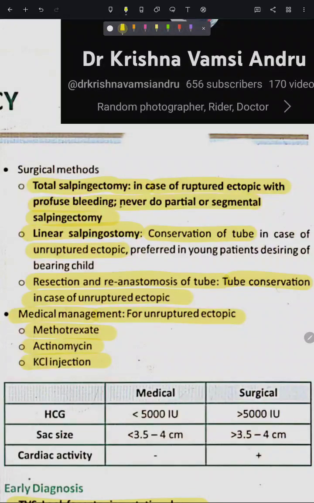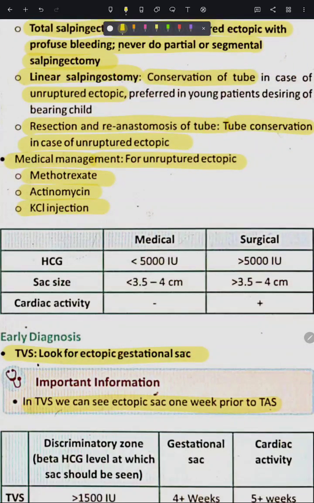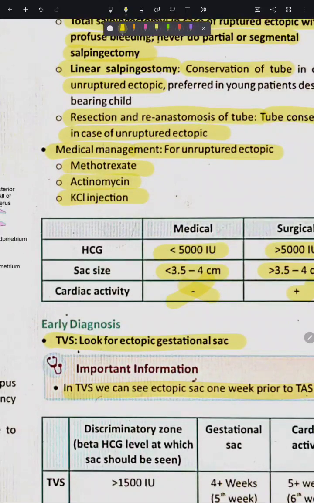Medical management for unruptured ectopic: methotrexate, actinomycin, potassium chloride injection. In medical management, HCG is less than 5,000 international units, sac size is less than 3.5 to 4 centimeters, and cardiac activity is nil. Surgical: HCG more than 5,000 international units, sac size more than 3.5 to 4 centimeters, cardiac activity present.